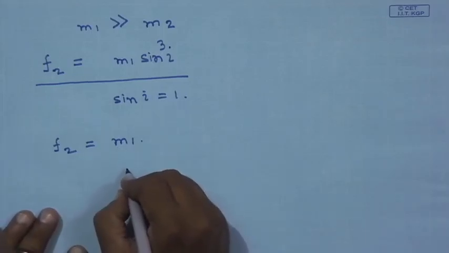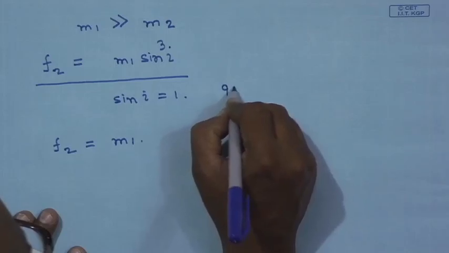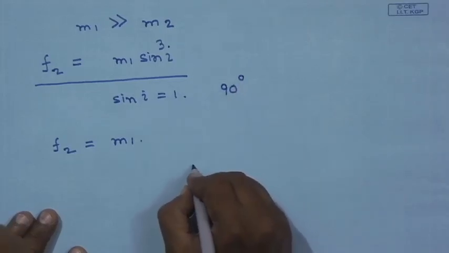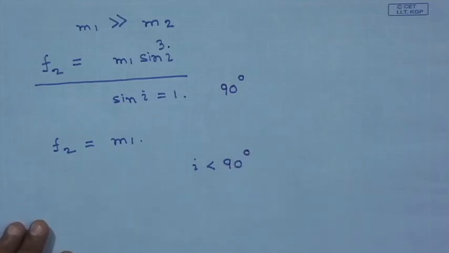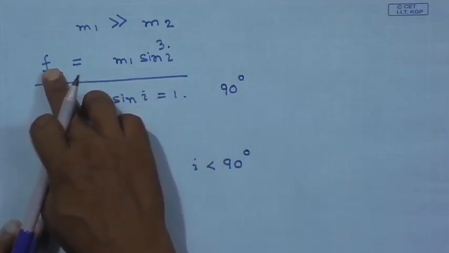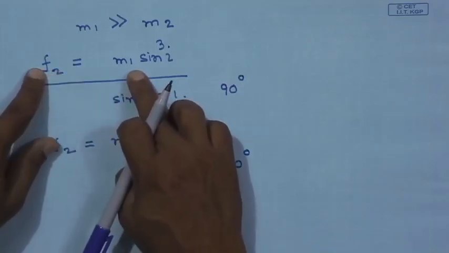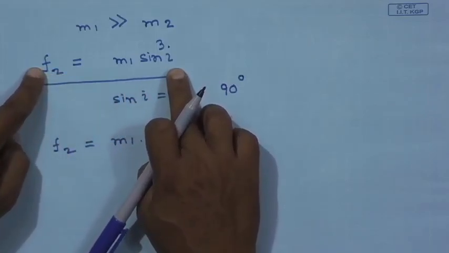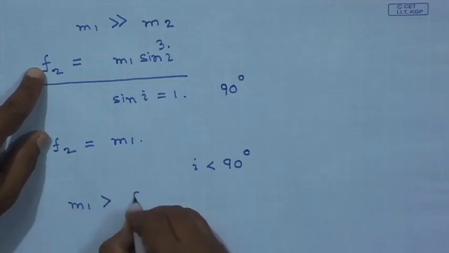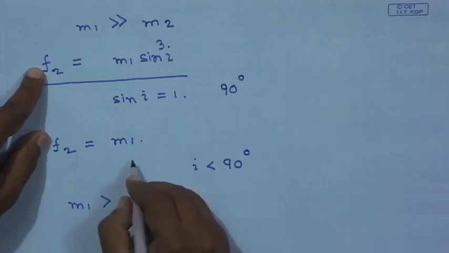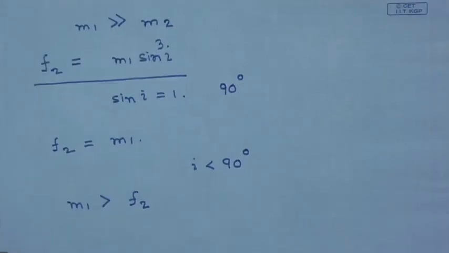Whereas, if the inclination angle I is less than 90 degrees, then this factor, which is observationally determined, is going to be less than 1. So the mass m1 is going to be more than f2. So this is a lower limit on the mass.